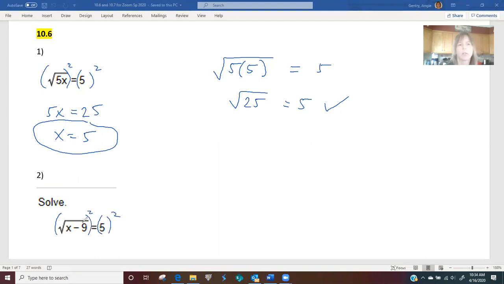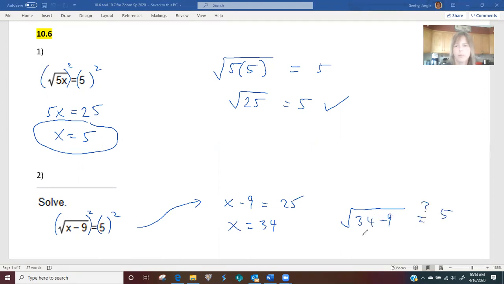So you would immediately use the power rule. So you get x minus 9 is 25. And then you say x equals, add 9, 34. And then you ask yourself, is it true in the original? Square root of 34 minus 9, does that equal 5? Square root of 25 equals 5, true. So x is 34. So these beginning ones, they're fairly basic.